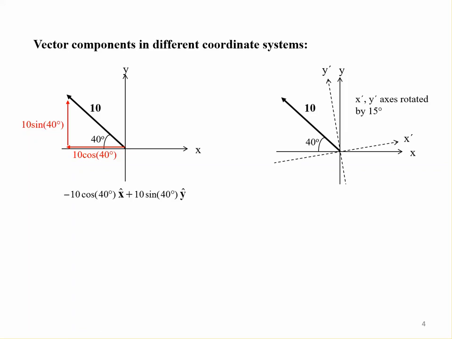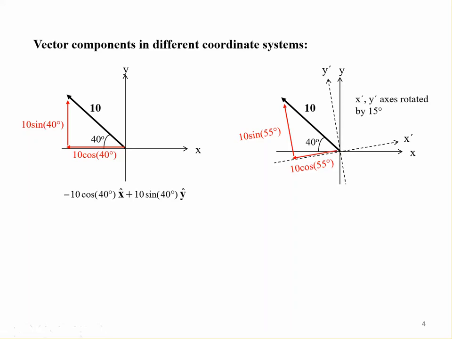Well, the philosophy is the same. I'm going to write this vector as the sum of two vectors, one that goes along the x prime axis and the other that goes along the y prime axis. So what I've drawn here in red is a vector that travels along the x prime axis and another vector that travels along the y prime axis. Just like over here, I drew one vector that traveled along the x-axis and one that traveled along the y-axis, except this time, I want to break up the vector into its x prime, y prime components.